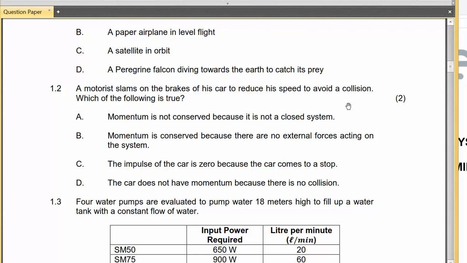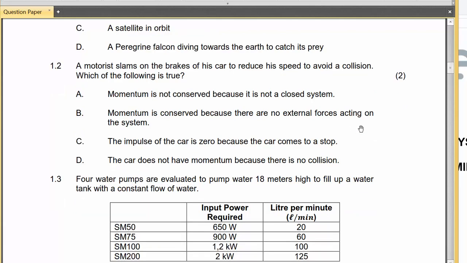C, the impulse of the car is zero because the car comes to a stop. Well, that's not true. An impulse is the change in momentum. So since this car comes to a stop, the impulse is not zero. The only time your impulse will be zero is if you are traveling at a constant velocity, because then there's no change in your momentum. The car does not have momentum because there's no collision. Of course a car has momentum. Anything with mass and velocity has momentum.